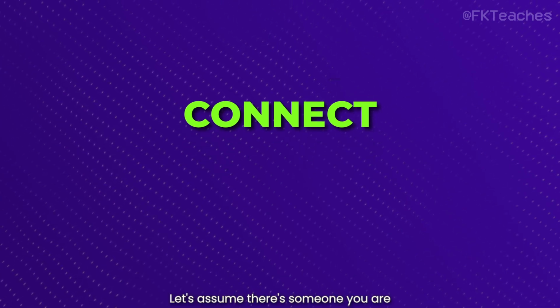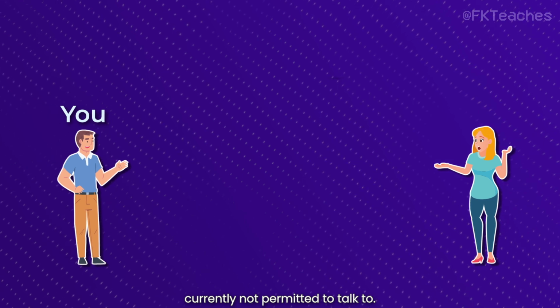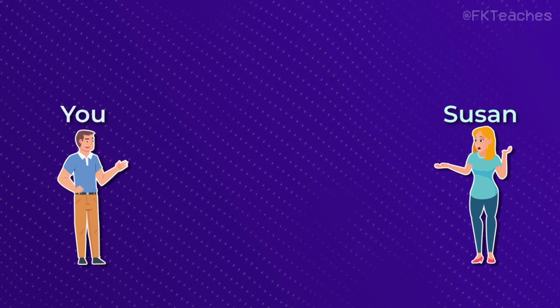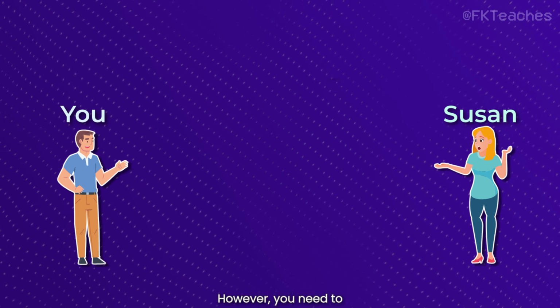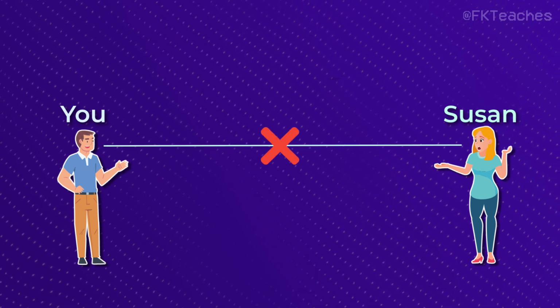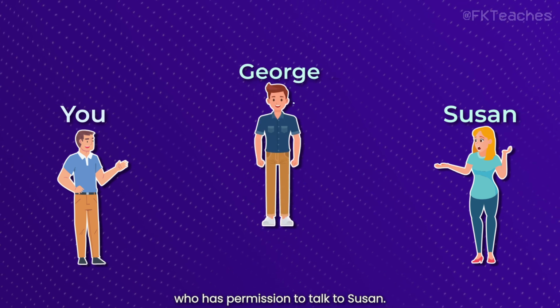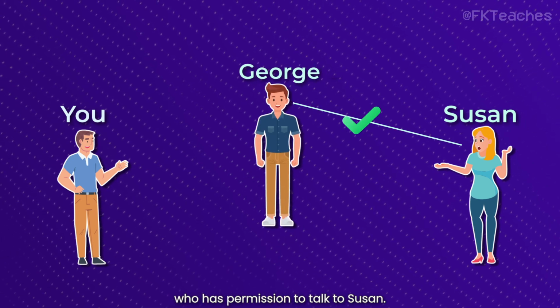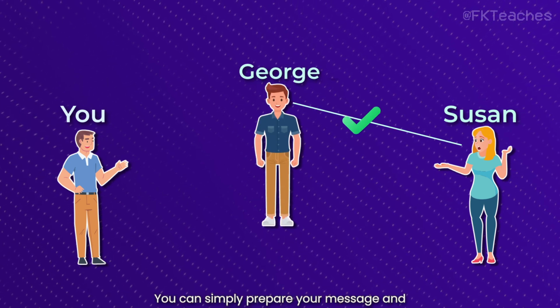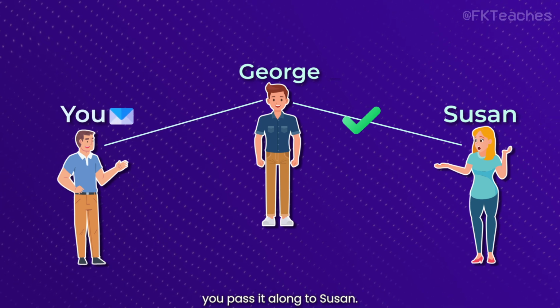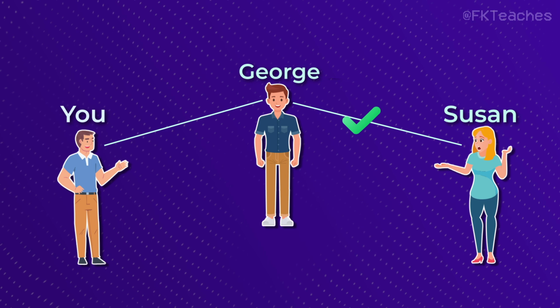Let's assume there's someone you're currently not permitted to talk to. Let's call that person Susan. However, you need to pass a message to Susan. Luckily, you have a friend called George who has permission to talk to Susan. You can simply prepare your message and request that George helps you pass it along to Susan.